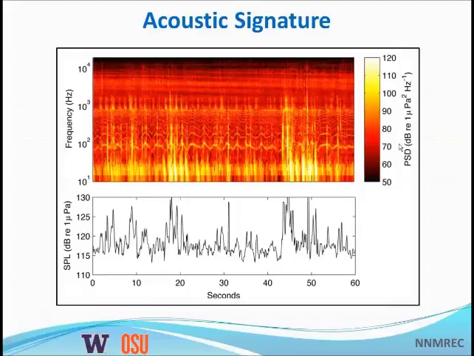So to move on to the acoustics data finally, here I've plotted a spectrogram on the top. The y-axis is the frequency going from 10 hertz to 20 kilohertz, and on the x-axis, we have 60 seconds. So this is one continuous sample. In the bottom plot, we have the total sound pressure level integrated from 60 hertz to 20 kilohertz for that 60-second period.